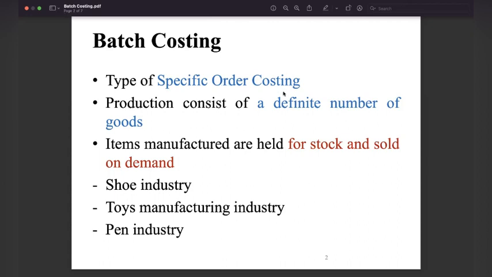So what does it say? Type of specific order costing. Production consists of a definite number of goods. So we know how much we are going to produce, right? So here the production will occur in a batch, rather than a single unit, right? So far we learned calculating the cost of single units, because the production is happening in single items. But rather than that, here the production will occur as a batch.